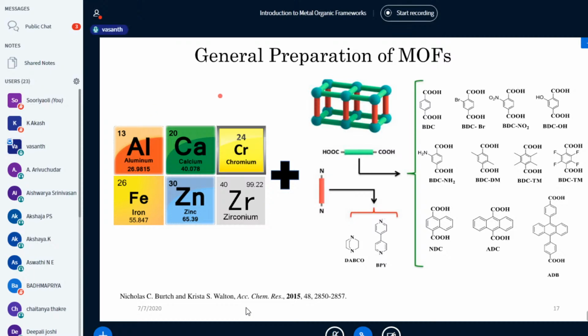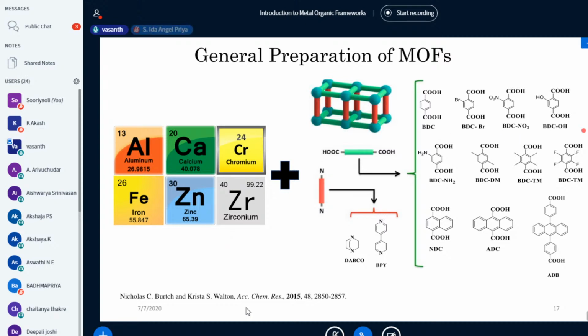So the general choice of metals for the preparation of metal-organic frameworks are aluminium, calcium, chromium, iron, zinc, and zirconium. These are cheap metals which are not noble metals. So metal-organic frameworks use such very cheap metals to prepare important structures.